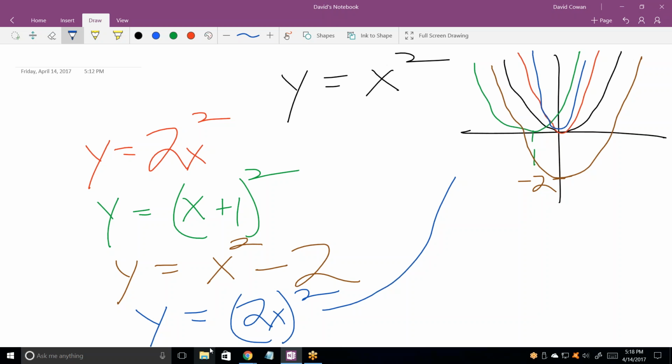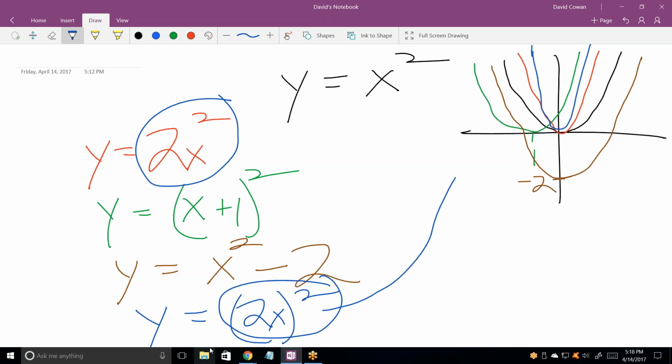Notice that vertical stretches are the same as horizontal shrinks. Can you see how the blue is skinnier than the red? Yes. Well, the red was 2x squared. The blue is 4x squared. So the blue should be skinnier than the red, merely because it's 4 instead of 2. But the fact of the matter is that the 2 is inside the function being squared, not outside, and that's what makes it skinnier.